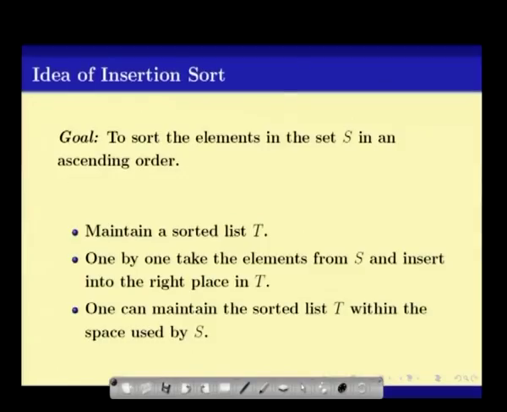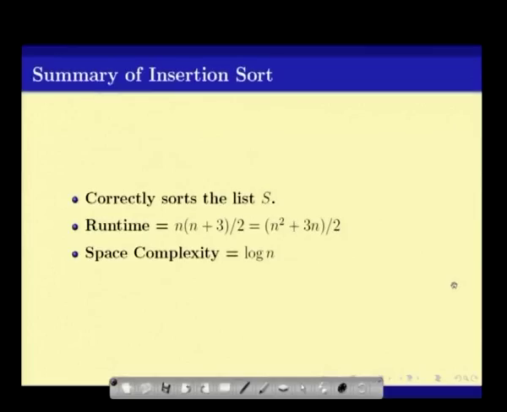One important thing is that we can maintain the list T in the same place where the set S is stored. Thus we do not need any extra space. So in summary, insertion sort had running time, or number of steps, around n square plus 3n by 2, whereas for space complexity we did not need any extra space, but to store the indices we need log n bits.